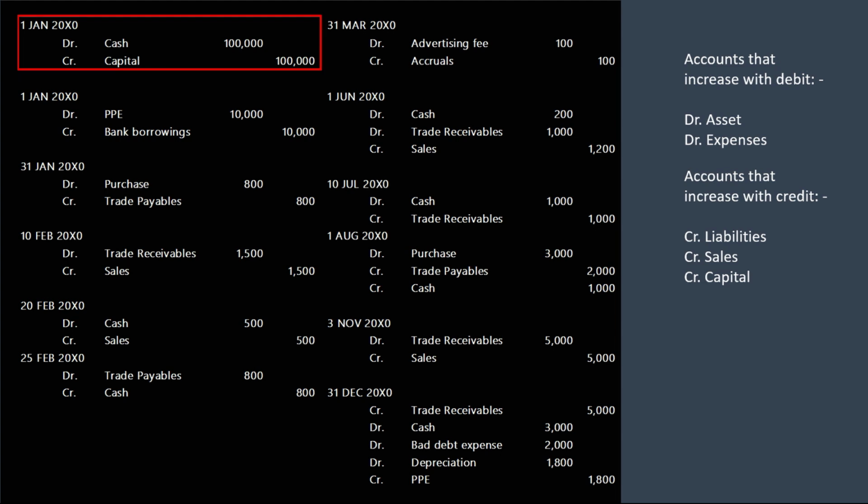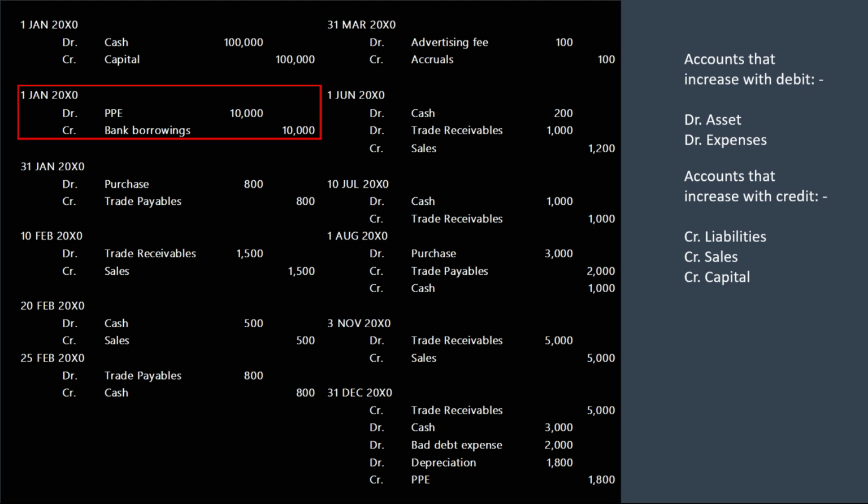On the same day, Michael had purchased factory with $10,000 by bank borrowings. To record this transaction, we debit PPE, which is an asset account that stands for property, plant and equipment by $10,000, and credit bank borrowings by $10,000 because bank borrowings is a liability account. Since the factory is to be used by the company on a continuing basis, therefore the purchase of factory is taken as a non-current asset shown on the balance sheet.